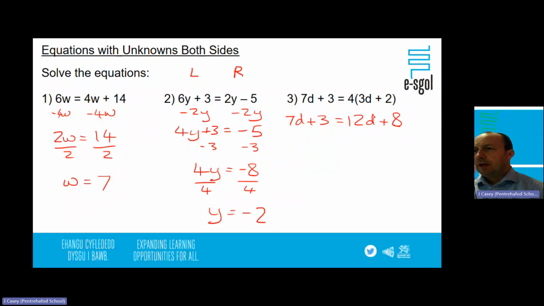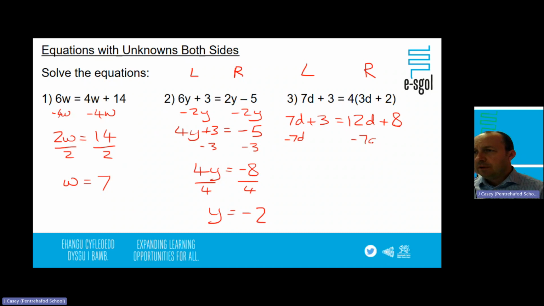Now, actually, there's more d's on the right-hand side. Remember, this being the left, this being the right. There's more d's here. Now, you could take away 12d from both sides. That wouldn't be the end of the world. But if you did that, you'd have a negative d term, and you might have to divide by a negative at the end. But it would still work out as long as your maths was right. But I think what I would prefer to do is get rid of the 7d. It doesn't really matter what side we have the d on.